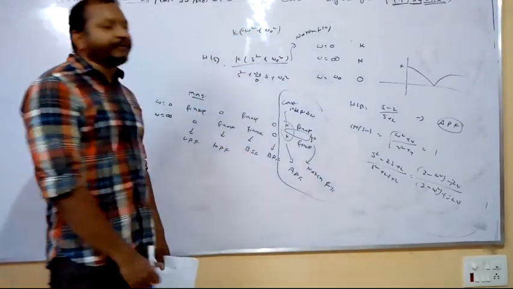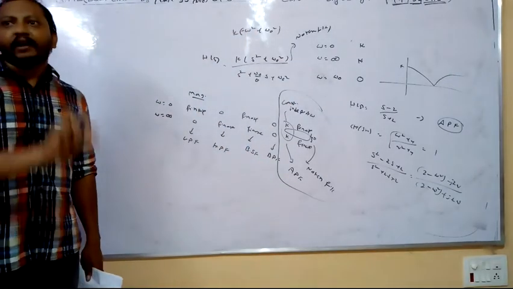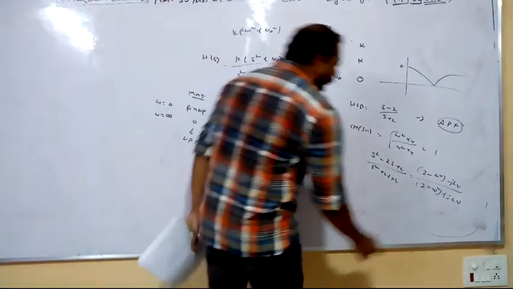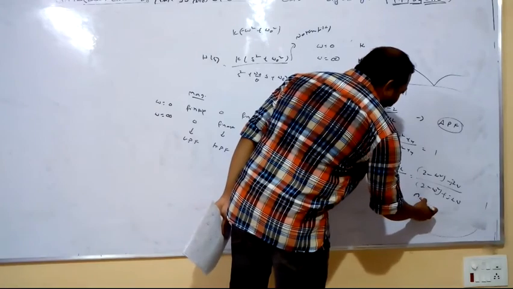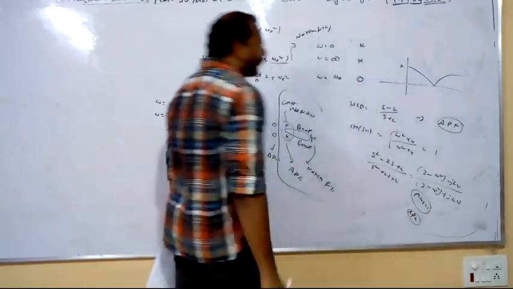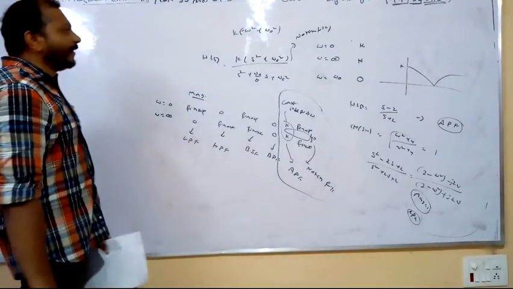So for saying the filter is an all pass filter, by writing the expression of H(j omega), the numerator and denominator should occur as a conjugate pair. Then the corresponding magnitude is definitely 1, so you can say this filter is the all pass filter.